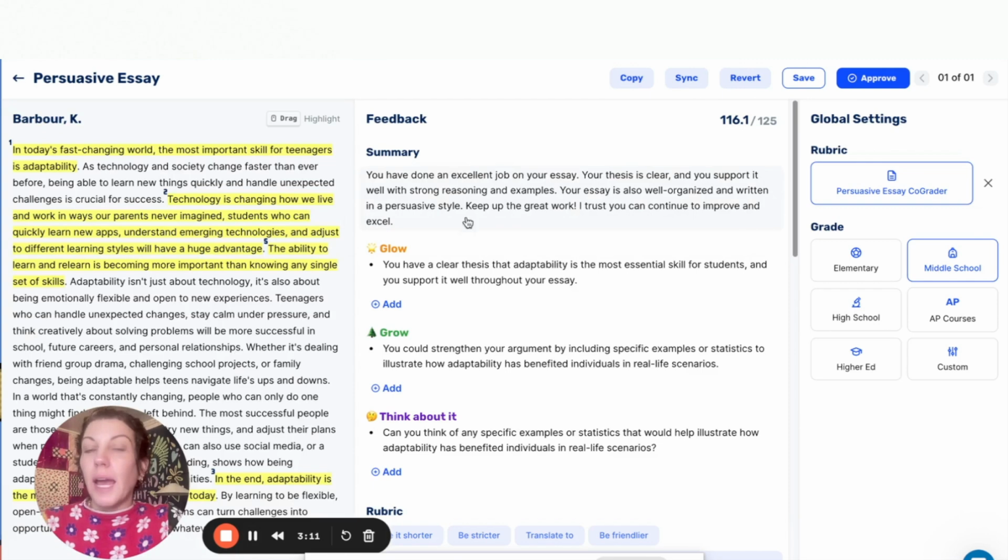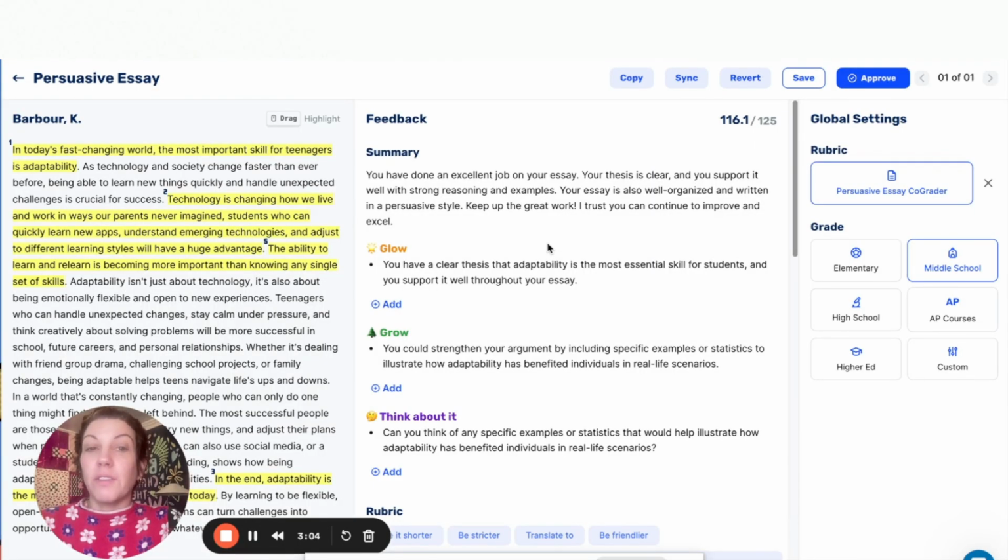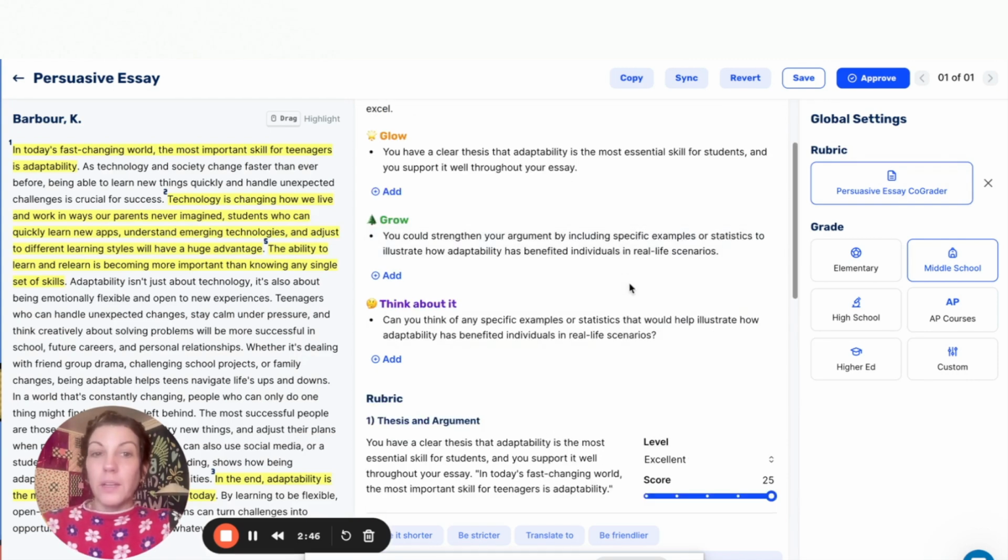What is the summary? How is this kid doing overall? So what I'm seeing is that they have a very clear thesis, and then they have some strong reasoning. It's well organized and it's written in a persuasive style, which sounds great. This sounds like exactly what the assignment was asking for. The grow that CoGrader offers is strengthening your argument by adding specific examples or statistics.